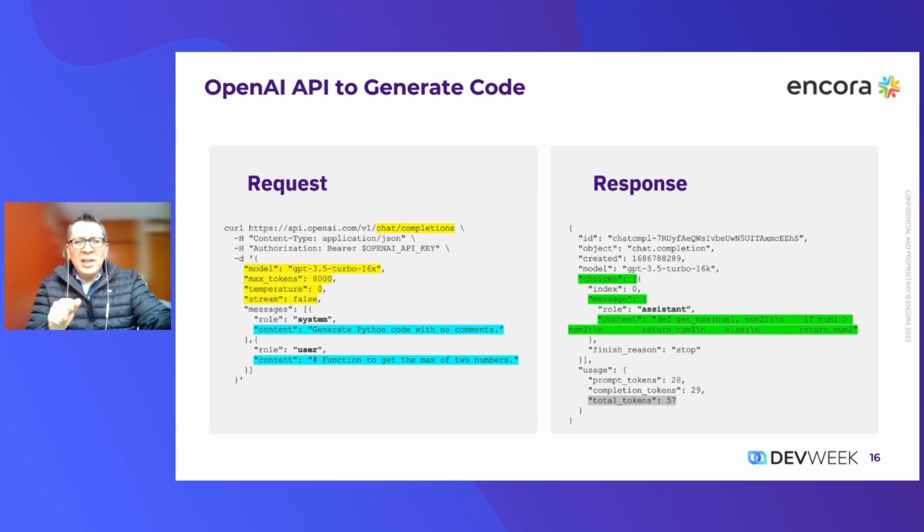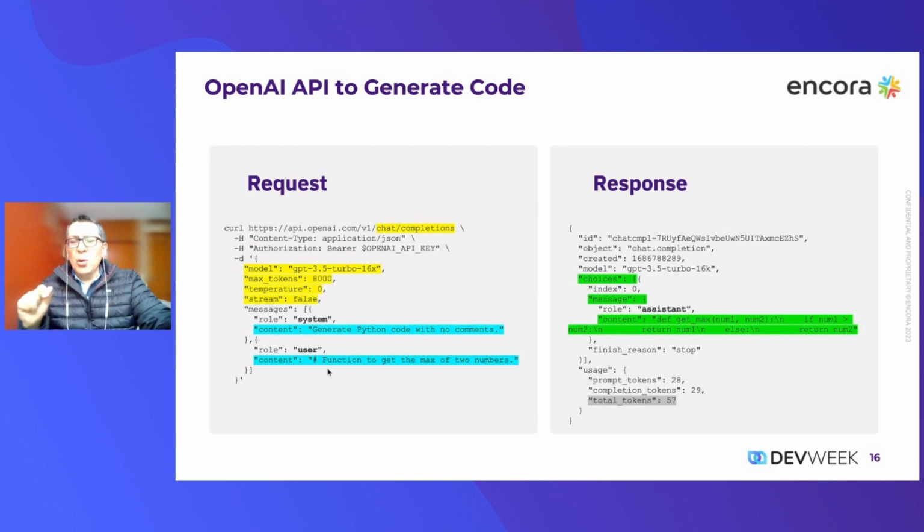Stream is the fourth parameter. Stream true means that you could receive the responses token by token. Stream false, the API is blocking until it has the complete response and then answers with the full code. Okay. We have also the messages. The messages parameter is an array of inputs.